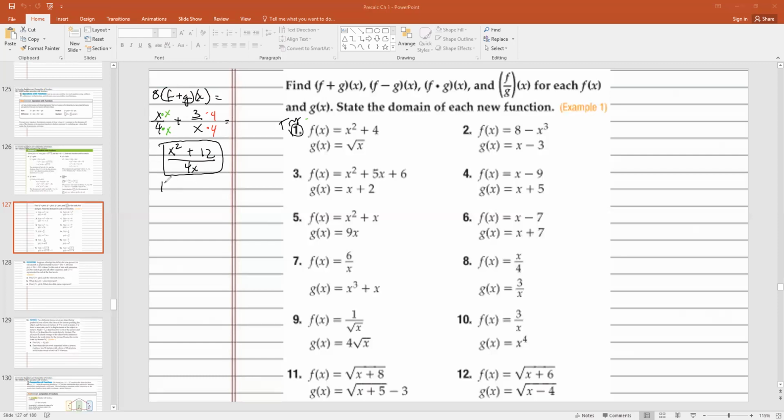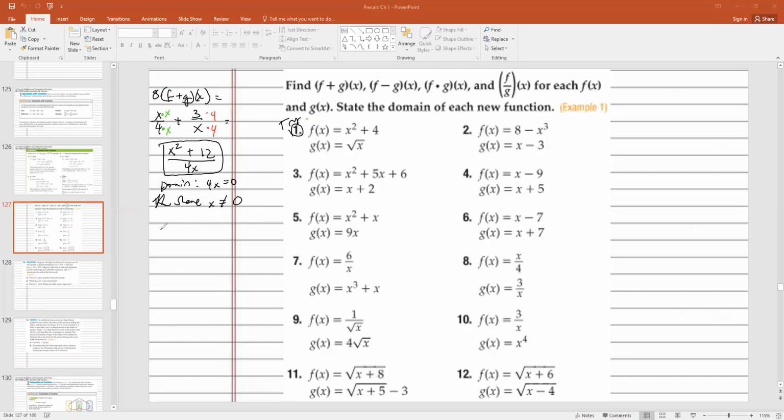All right, and the domain is 4x equals 0, so x equals 0. So you can say all real numbers where x does not equal 0. You can write like that also. Or if you want to write it in interval form, negative infinity to 0, and then 0 to positive infinity. You can also say that.